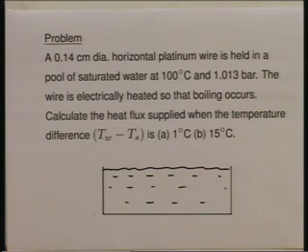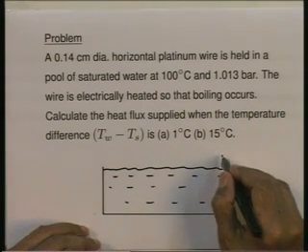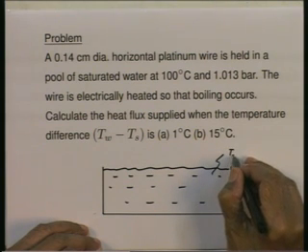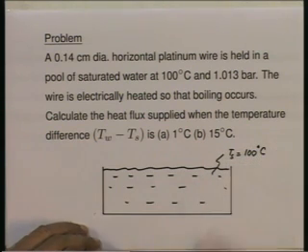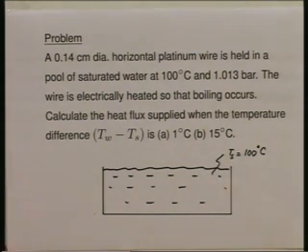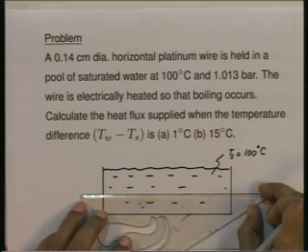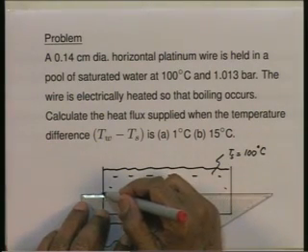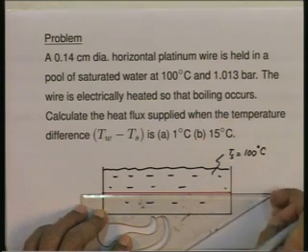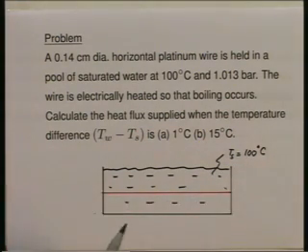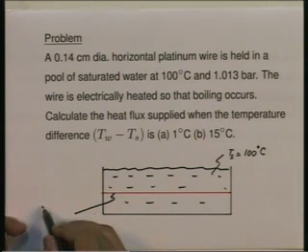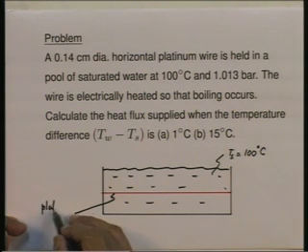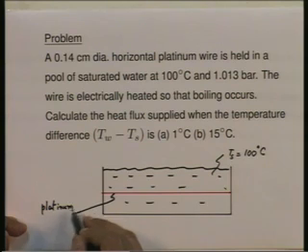And we are told that it is at 100 degrees centigrade. T s, it is a saturated pool at 100 degrees centigrade. In this pool, I have a horizontal heated platinum wire. Let us say this is the wire shown in red here. This is the platinum wire, which is electrically heated.